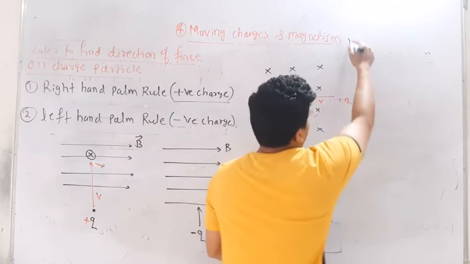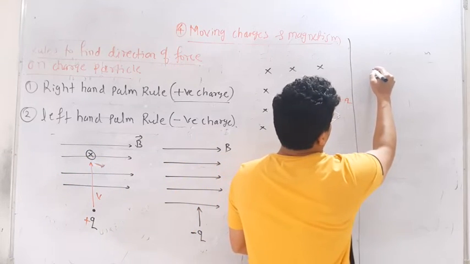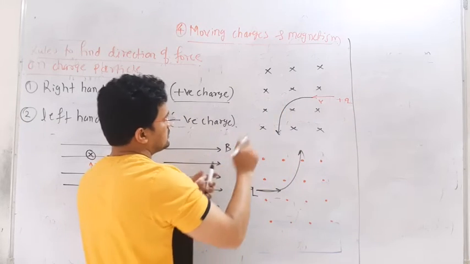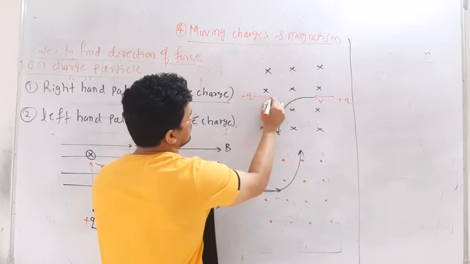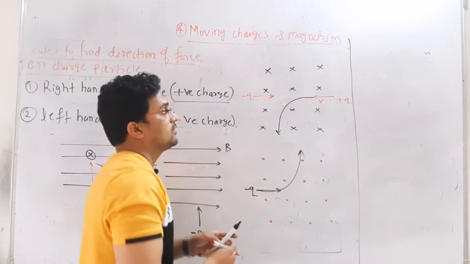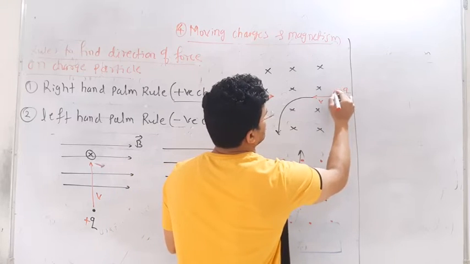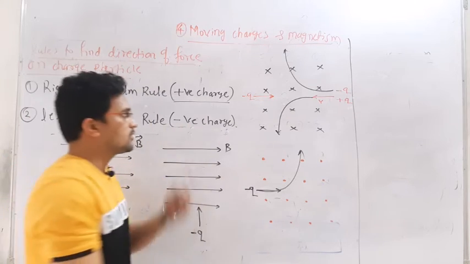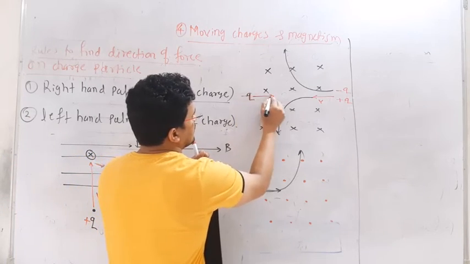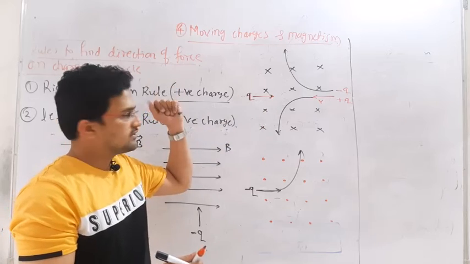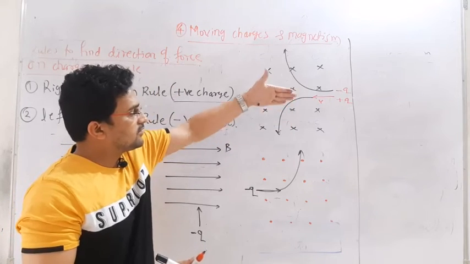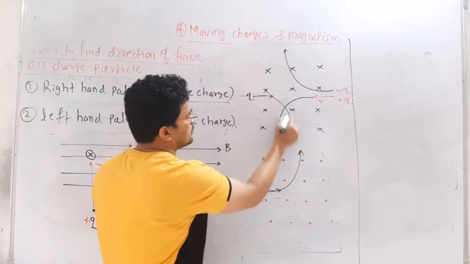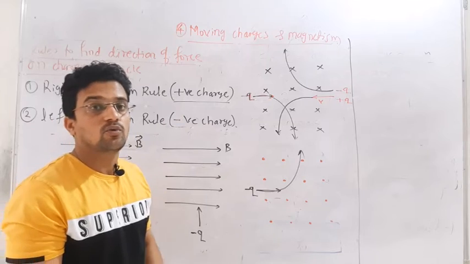Now the next case: I will show you that if the negative charge is entering in this direction, it will move in the upward direction. Now if this negative charge is entering in the opposite direction, exactly opposite, we again use the left hand for a negative charge. The magnetic field is into the board, so it will deflect downward, according to the rule itself.